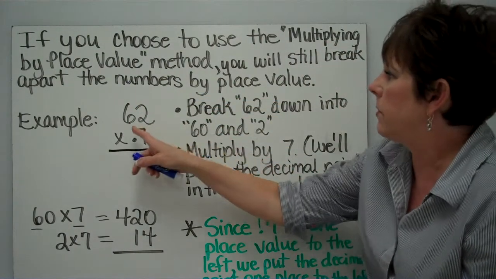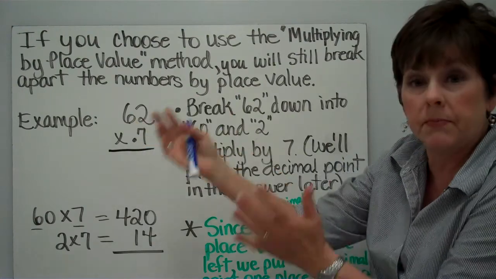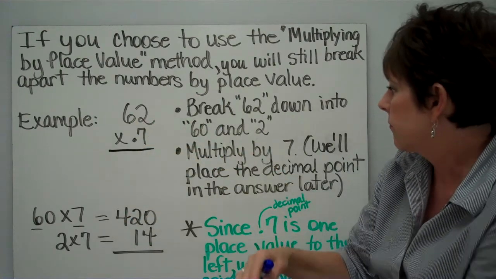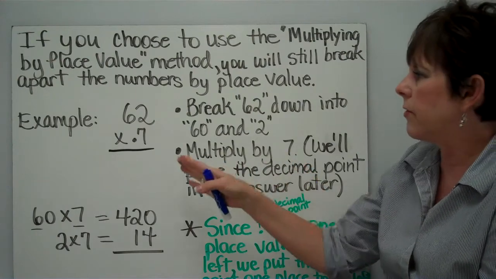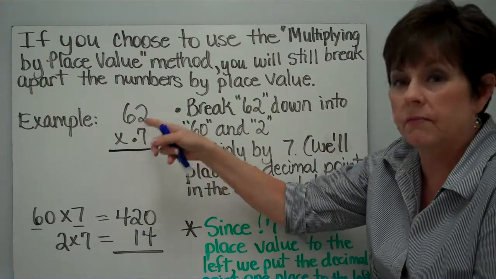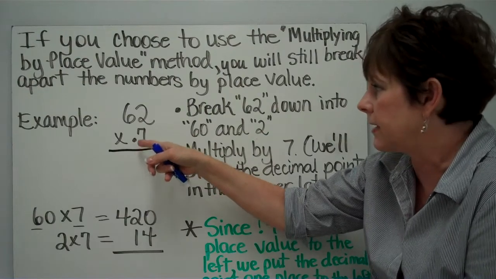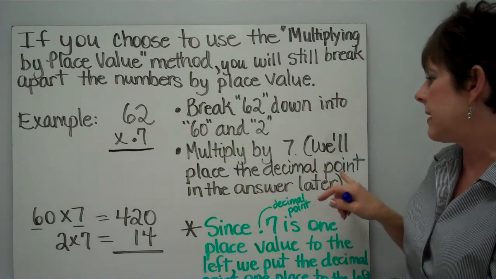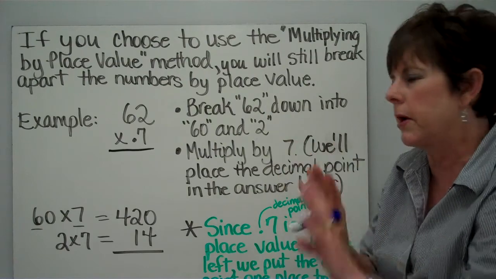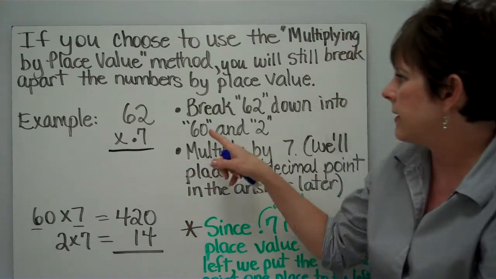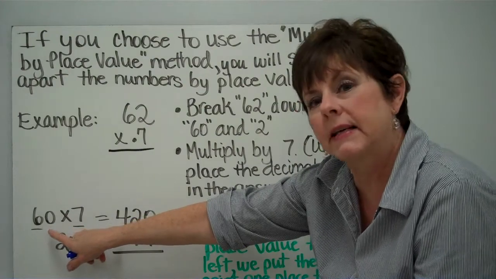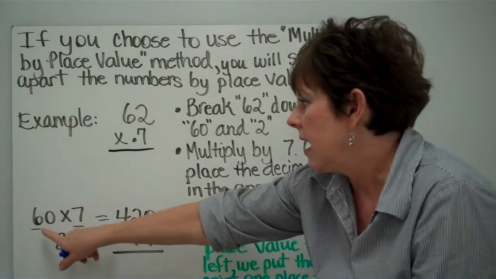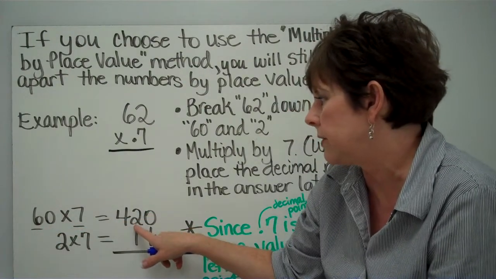First thing that you do is you would break 62 down into 60 and then 2. Now, you would multiply this by 7. Now, you're thinking, well, Miss Huebner, it says 7/10, decimal 7. We'll place that decimal point in the answer later, so don't worry about it now. Okay, so 60 and 2. First thing we'll do is multiply by 60 and 7. So 6 times 7 is 42.